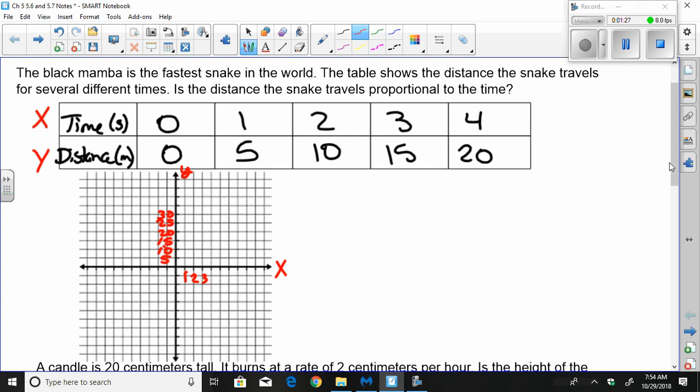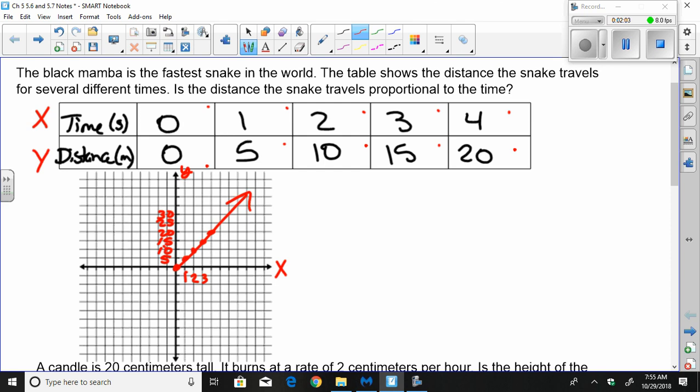So at time 0, I'm at distance 0, at the point 0, 0. At 1 second, I'm at 5 meters. At 2 seconds, I'm at 10 meters. At 3 seconds, I'm at 15 meters. And at 4 seconds, I'm at 20 meters. So it is a straight line. It starts at the origin, and since it goes through the origin, we know that it is proportional.